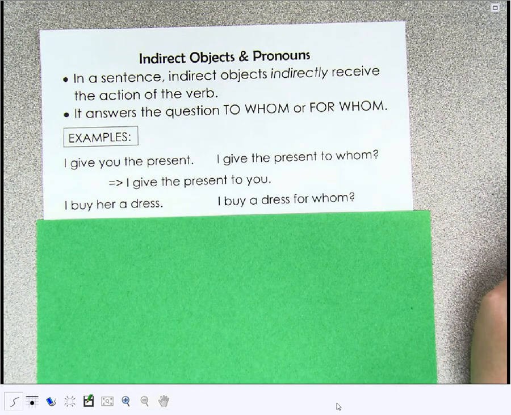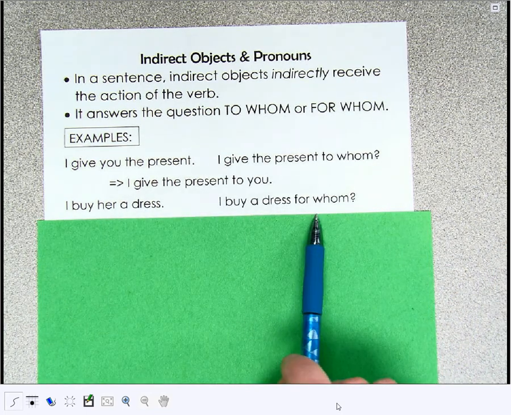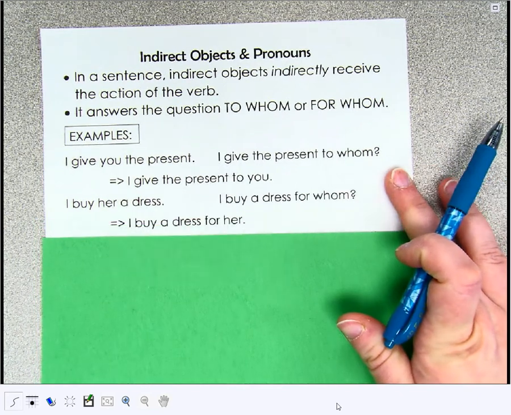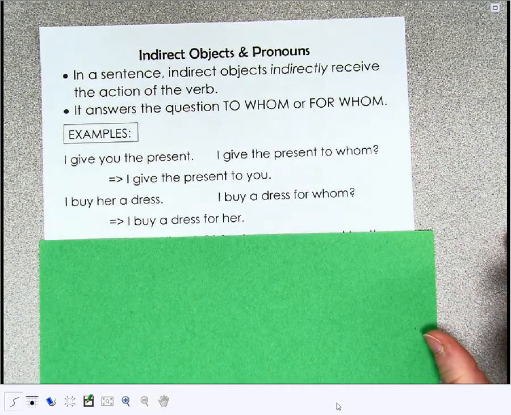I buy her a dress. Okay, so what do I buy? A dress. So that's our direct object. But I buy a dress for whom? Well, I buy a dress for her. Her is our indirect object in that sentence.